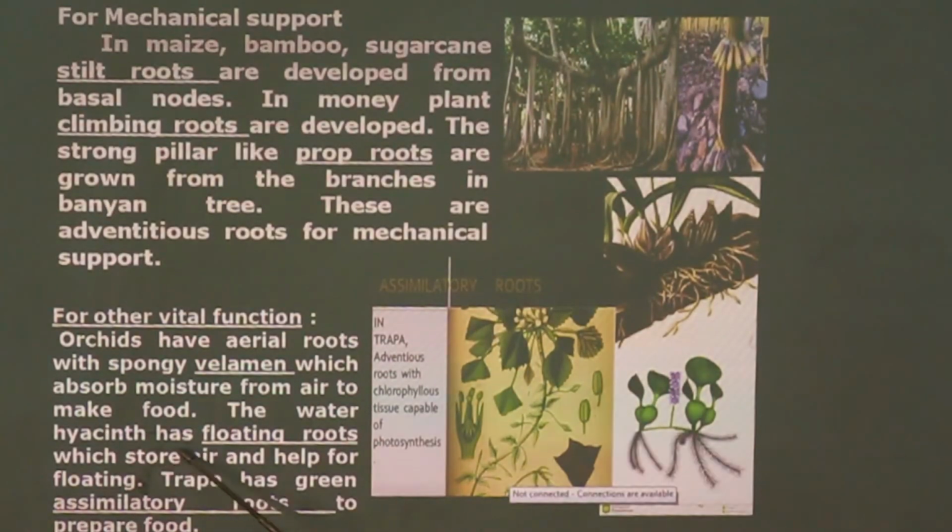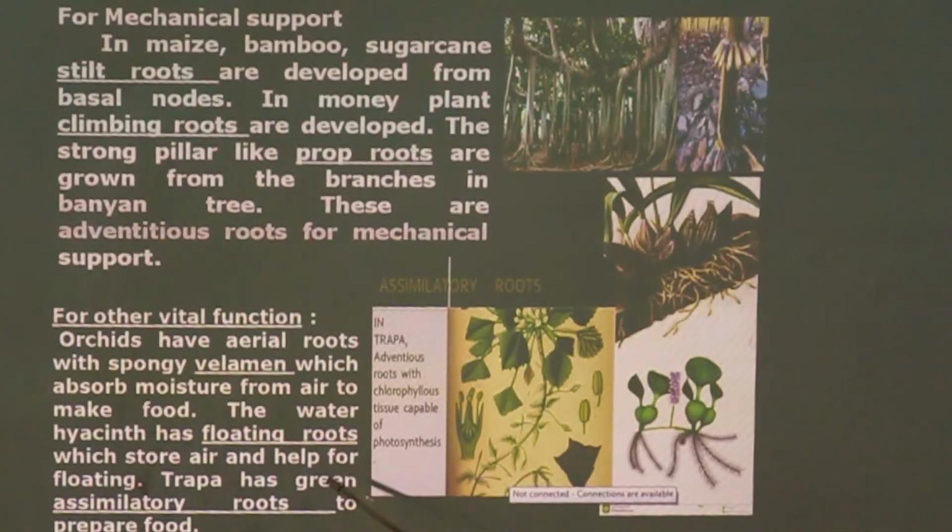Water hyacinth has floating roots which store air and help the plant float. So this plant is a water hyacinth. This water hyacinth has air-filled floating roots, and these help the plant to float in the water.